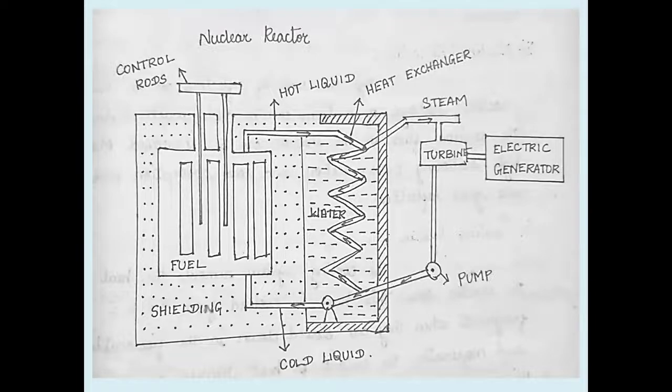And you have control rods here which help in controlling the nuclear fission reaction. When you push them outside, the nuclear reaction will be initiated. If you push them inside, then the nuclear reaction will be stopped. This is how a nuclear reactor works.